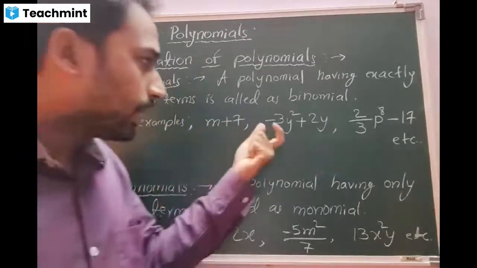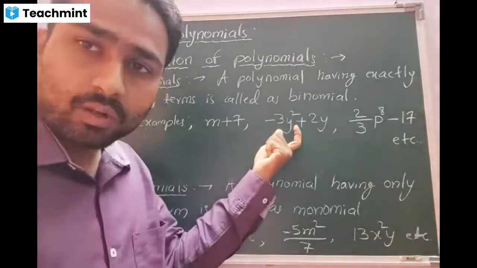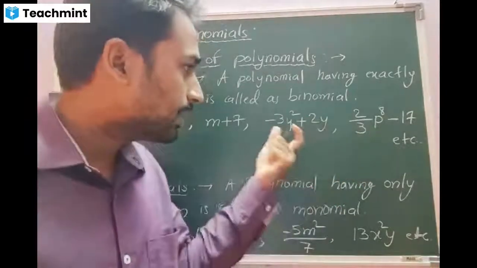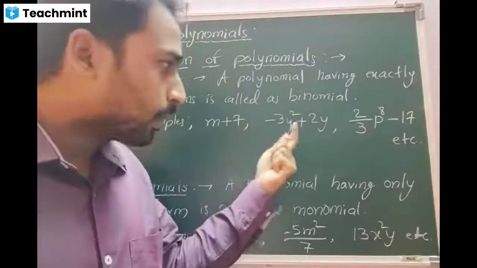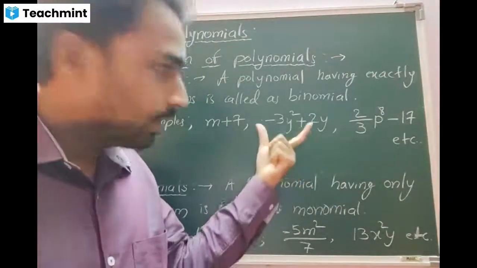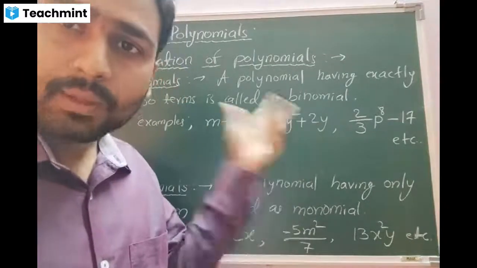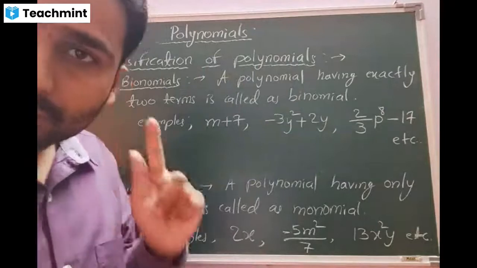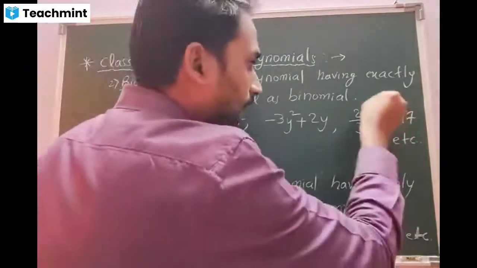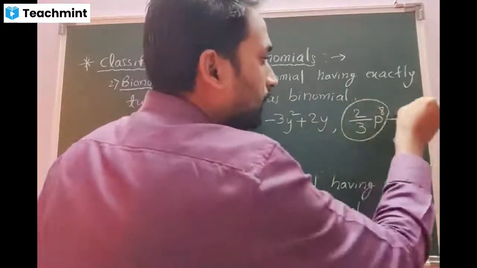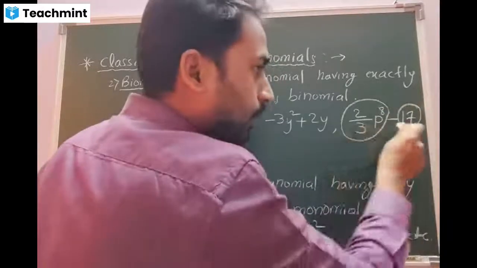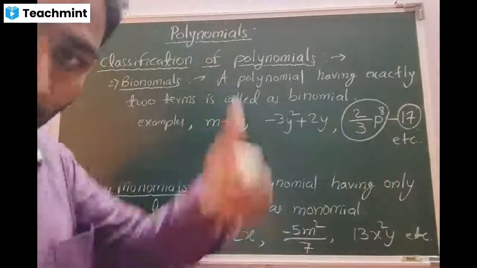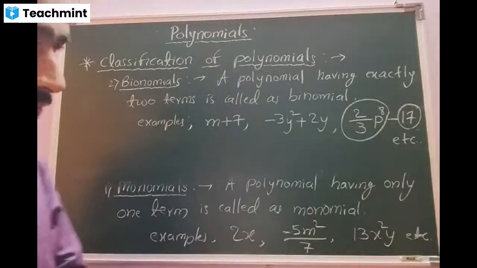Again, you can see here minus 13 is involved with y squared and 2 is involved with y. This is one term separately. This is one term separately. Both have been added, so it becomes two terms, nothing but binomial. Is that clear, beta? Yes, sir. In the last example, this entire thing is one term and this is the other term. Again, you are going to have two terms and they are attached with the subtraction. Got the concept? Yes, sir.